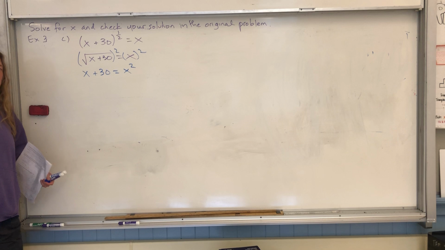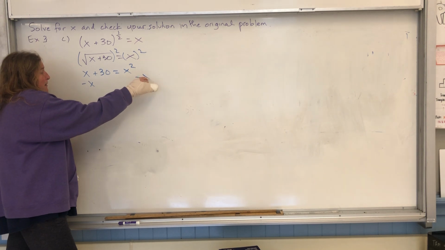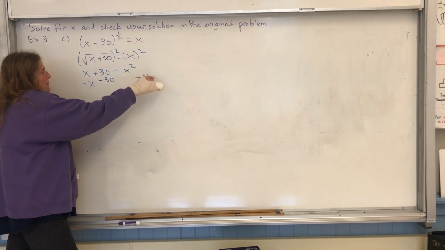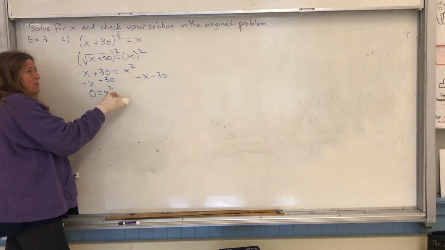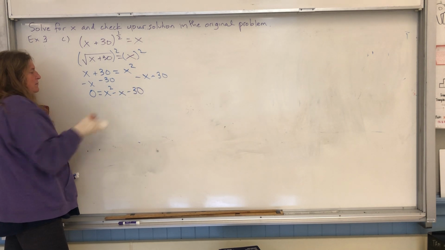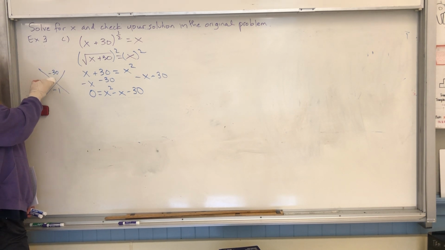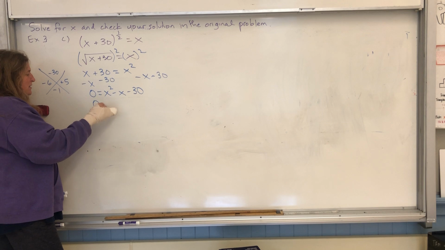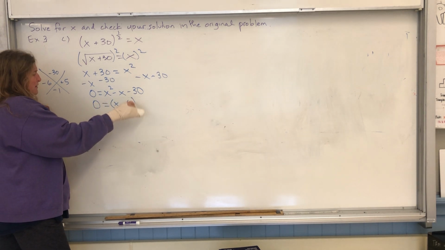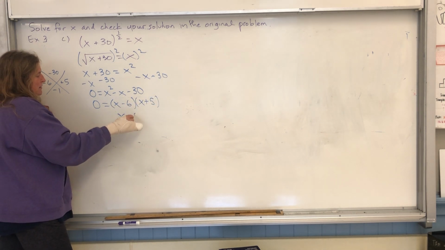Oh, there it is again, x squared. So I have to subtract x and subtract 30. So that's going to get me 0 equals x squared minus x minus 30. Okay guys, diamond. Two numbers that multiply to negative 30 and add to negative 1. Those would be negative 6 and positive 5. So this gives me 0 equals x minus 6 times x plus 5. And we end up with 2 answers.